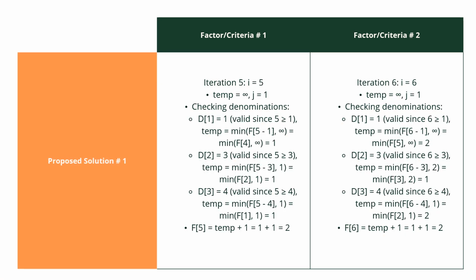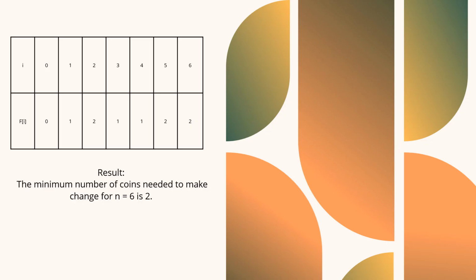Let us trace for the next iteration. So now I jumped into the last iteration. So I is 5 and temp is infinity, j is 1. So d of j is equal to 1. 5 is greater than or equal to 1. The condition is evaluated to true here. So update the value of temp. The temp value is 5 minus 1, which is equal to 4. The previous value of f of 4 is 1, so it is updated to 1, like that.